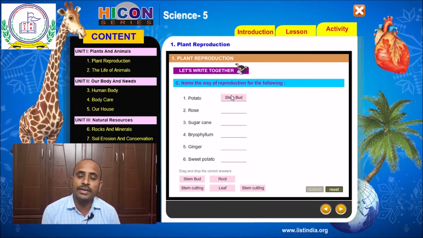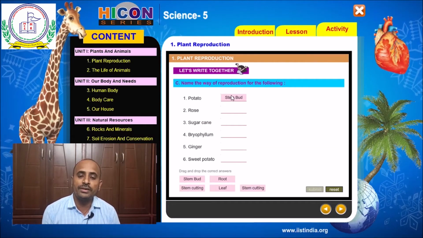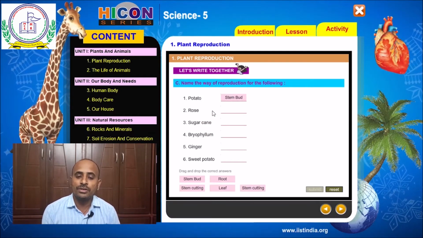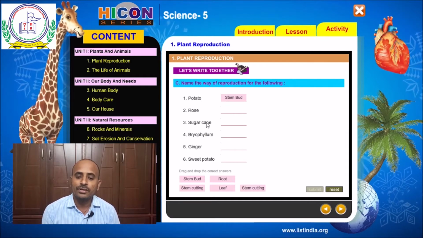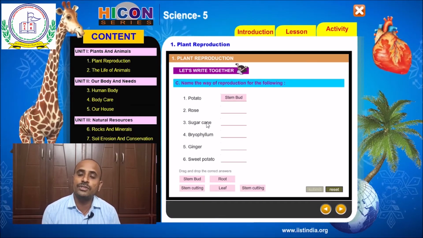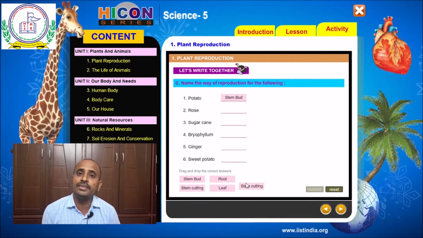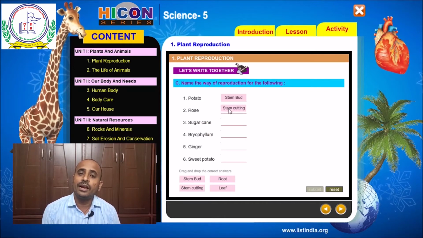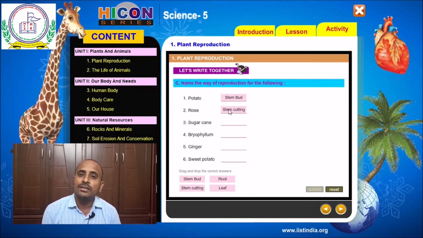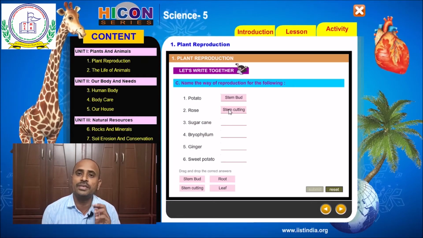Next, the second plant is rose. In what way does the rose plant produce a new plant? So the answer is stem cutting. So rose produces a new plant by the way of stem cutting. The stem of rose plant contains small buds, and if we cut the stem into small pieces, those small pieces of stems are called stem cuttings.